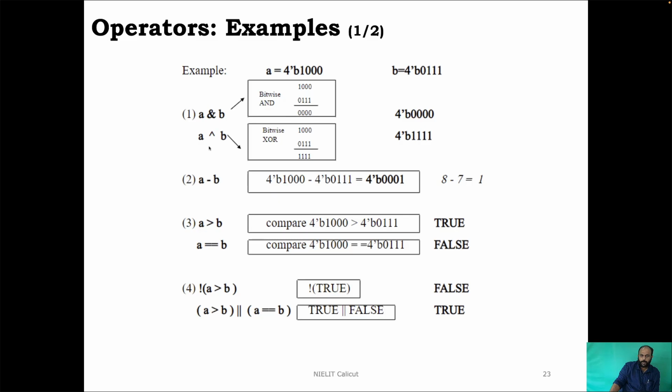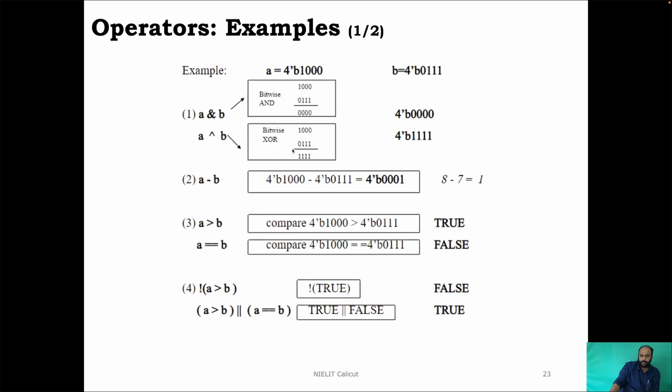On the other hand, if I do bitwise OR, it does the same operation and you get all ones. Similarly, A minus B is used for subtraction. Now the relational operators, A greater than B or A less than B, basically compare two numbers. For example, here you are comparing 1000 is greater than 0111, and this condition is true, so it will return 1, representing true. Similarly, you are trying to compare A is equal to B. Since A and B are unequal, the result will be false, represented by a 0.